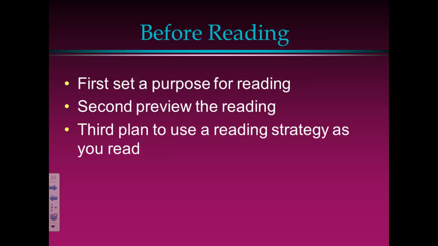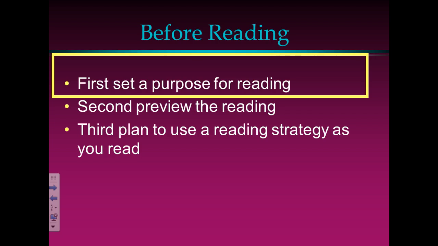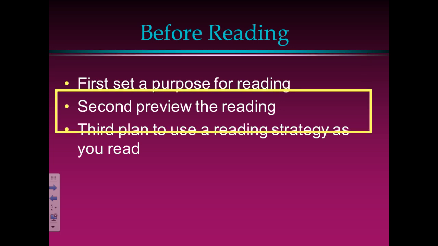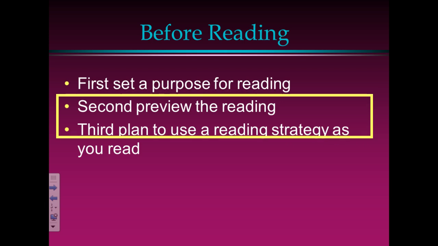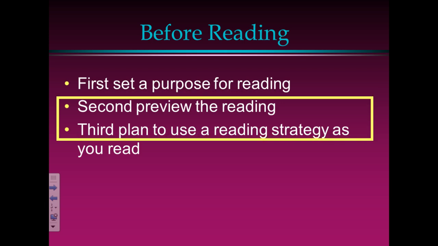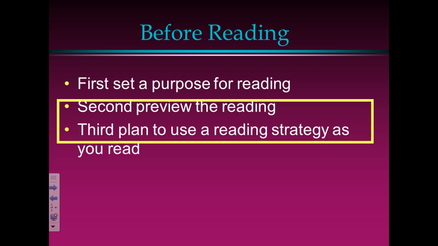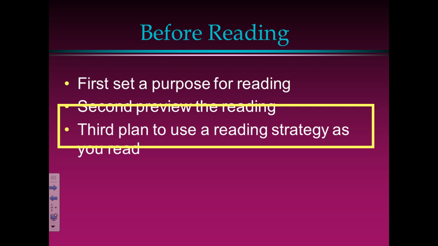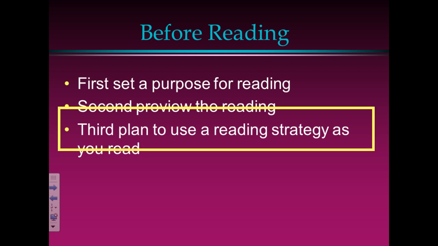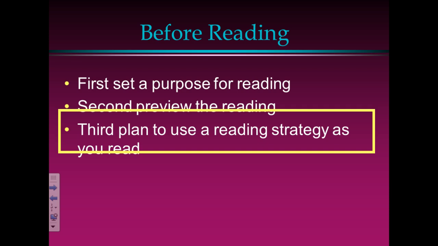So, with before reading, the first thing you want to do is set a purpose for reading. You've got to have some goal in mind. Why am I reading this? That's what setting a purpose for reading is. The second thing you want to do after you've set that goal, and usually your goal is to understand or comprehend it, is that you're going to skim through the text. We call this previewing. You're going to look at things like pictures, topic sentences, titles, maybe some boldface vocabulary words to get an idea and a sense of what that text is all about.